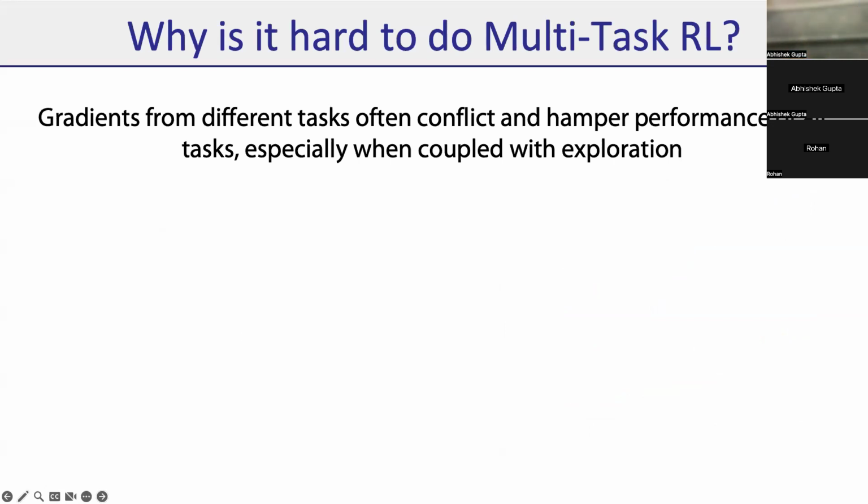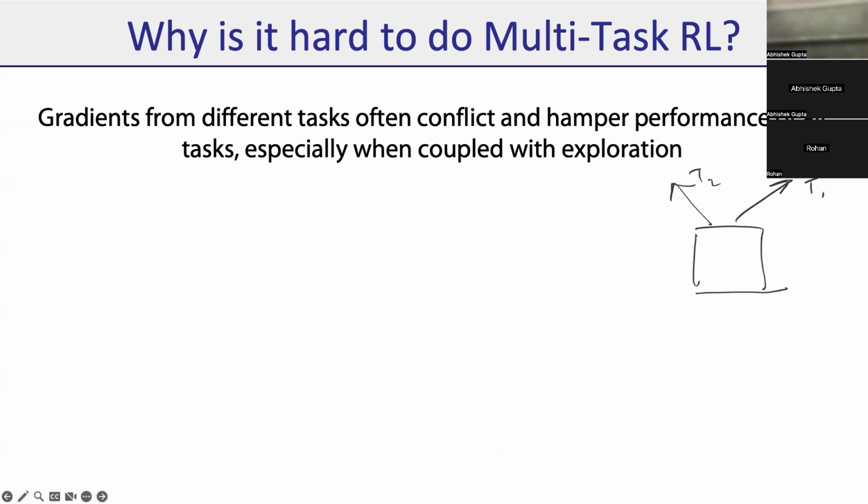This is mostly a hypothesis, but the thought is that when you're solving many different tasks together, you have gradients for different tasks that might be conflicting with each other. And when you're trying to interleave conflicting gradients with data collection, that's when multitask RL gets hard. So the thought is that you have one policy, and the gradient for task one takes you this way, and the gradient for task two takes you this way.